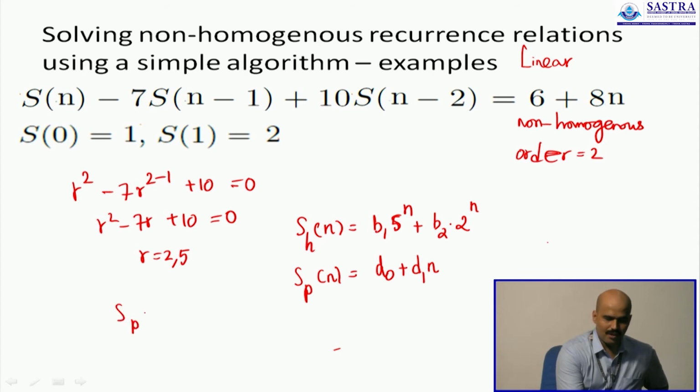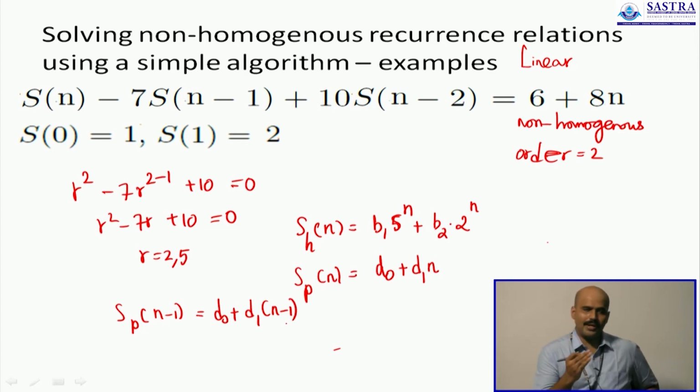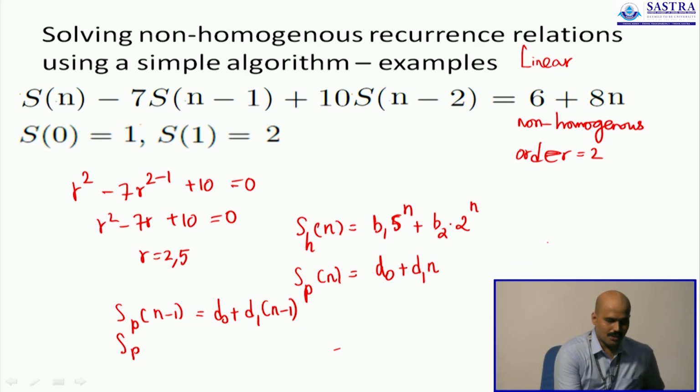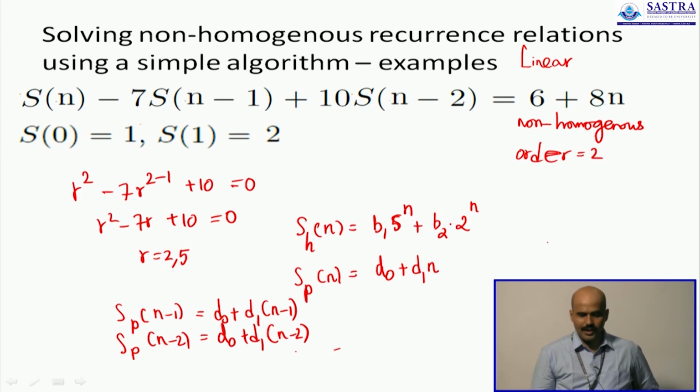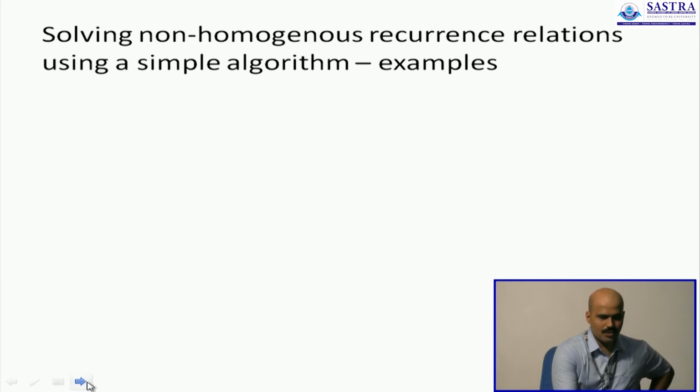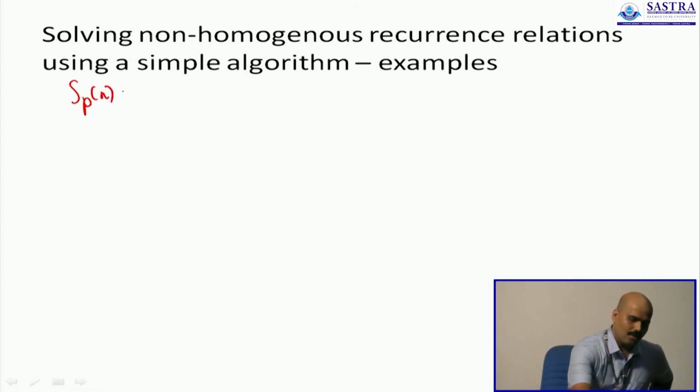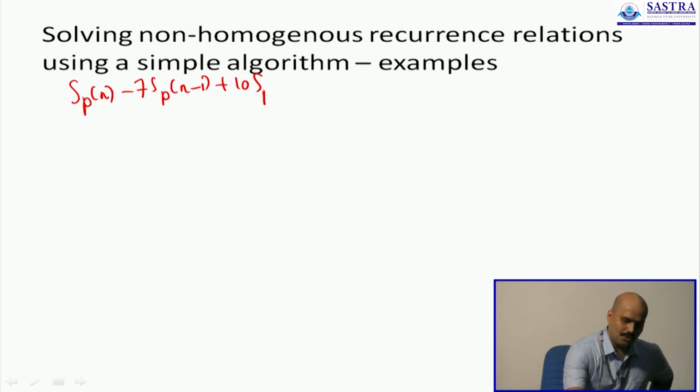So if Sp of n is d naught plus d1n, what will happen to Sp of n minus 1? That will be d naught plus d1 of n minus 1, because you replace n by n minus 1. Similarly, Sp of n minus 2 is going to be d naught plus d1 of n minus 2, because you are replacing n by n minus 2. We will use them here to get the constants d naught and d1. So what do we have in the question is Sp of n minus 7 times Sp of n minus 1 plus 10 times Sp of n minus 2 equaling 6 plus 8n.